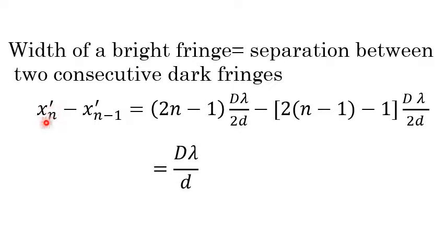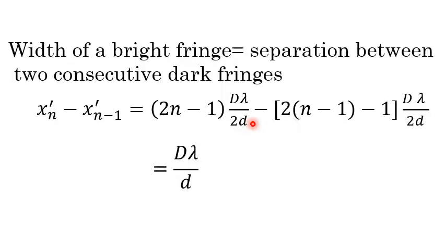The width of the bright fringe is the separation between the two consecutive dark fringes, xn' minus x(n-1)'. As we have derived, the position of the dark fringe is (2n minus 1) D lambda by 2d. And what will be the (n minus 1)th dark fringe? It will be 2 times (n minus 1) minus 1, D lambda by 2d. Again, D is the distance between the screen and the slit, lambda is the wavelength used, and small d is the distance between the two slits.